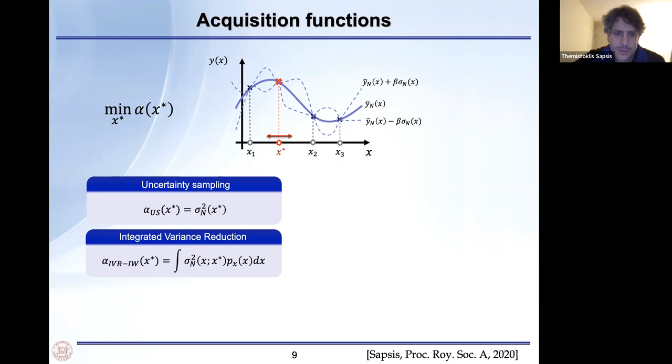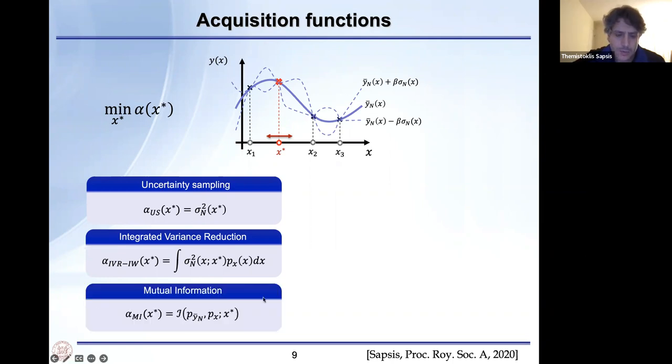And a third one that it's probably harder to implement in terms of computational cost is mutual information. I basically choose X star so that the mutual information between the input PDF and the output variable is maximized. So these are some very popular choices. And there are important drawbacks.